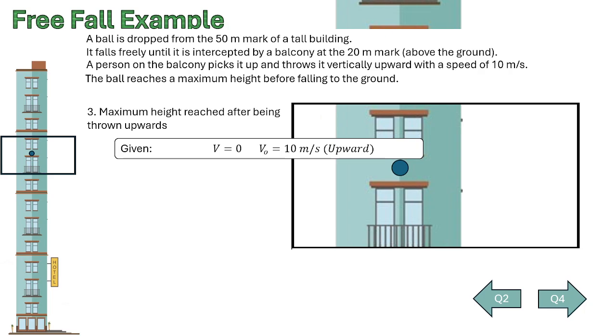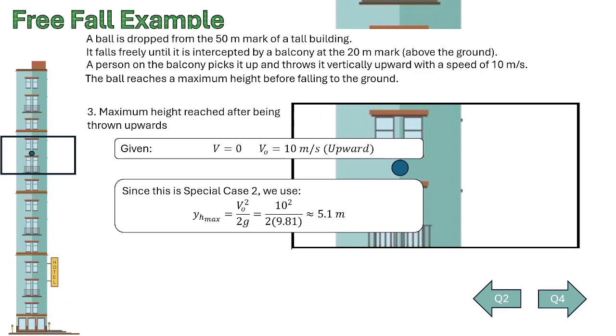In the second case, v is equal to 0, which means that the ball has reached the maximum height, and v naught is equal to 10 meters per second upward. Since this is special case 2, we use y at h max is equal to v naught squared over 2g, which is equal to 10 squared over 2 times 9.81, approximately 5.1 meters. So the maximum height of the ball is approximately 5.1 meters.